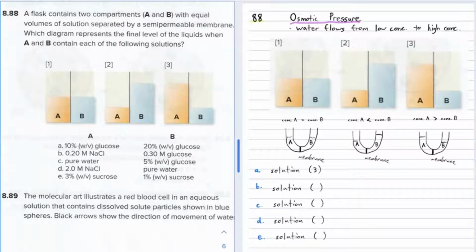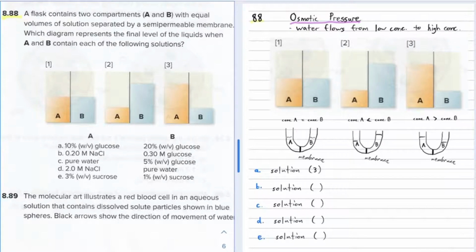Problem 88. A flask contains two compartments, A and B, with equal volumes of solution separated by a semi-permeable membrane. Which diagram represents the final level of the liquids when A and B contain each of the following solutions? So here's the flask and the two compartments and the semi-permeable membrane, and you're putting these solutions on the left and those solutions on the right. Now this might look a little tricky.